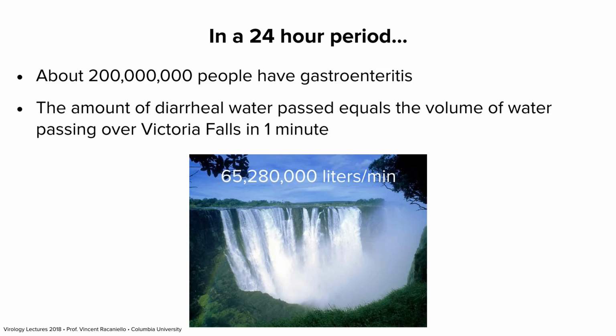All right, another kind of GI-transmitted virus. Here's a neat figure. About 200 million people have gastroenteritis every day. And the amount of water they pass equals how much goes over Victoria Falls in 1 minute. 65 million liters per minute. It's coming out of people who have gastroenteritis. So gastroenteritis is diarrhea and vomiting.